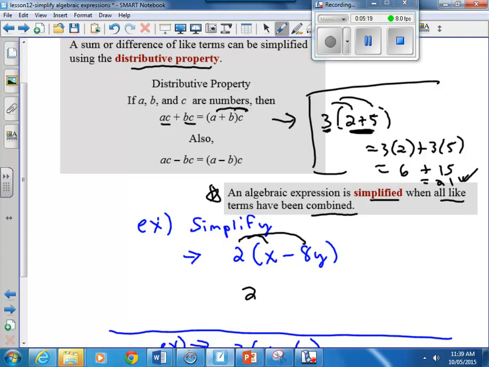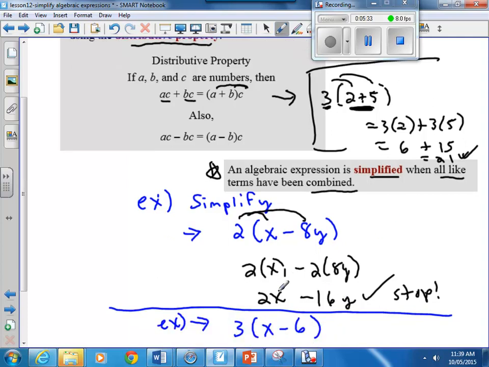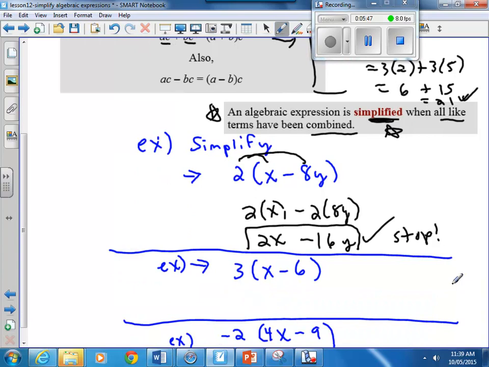Okay, so we'll have 2 times x minus 2 times 8y. Well, we can write that as 2x minus 16y. And that's it. Stop. Knowing when to stop. I can't go any further because x's and y's are not like terms. They don't go together, right? So 2x minus 16y, and that's it. Notice we're not solving an equation. We're just practicing, and this is big right here, simplifying by combining like terms. Let's try again. Here we'll just call this practice distributive property.